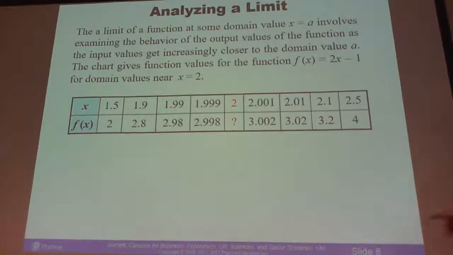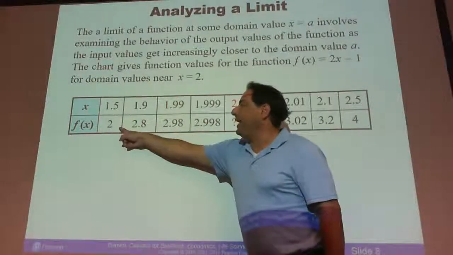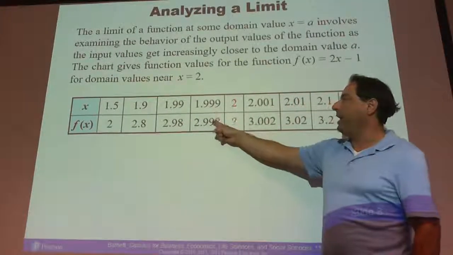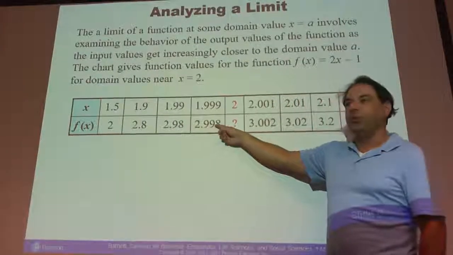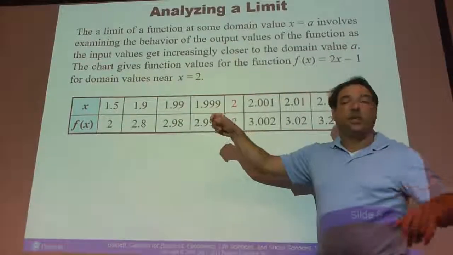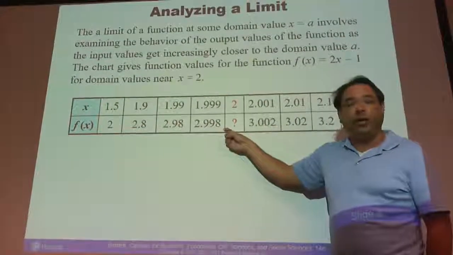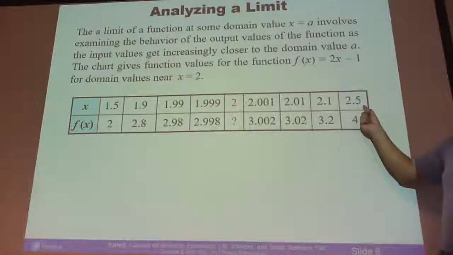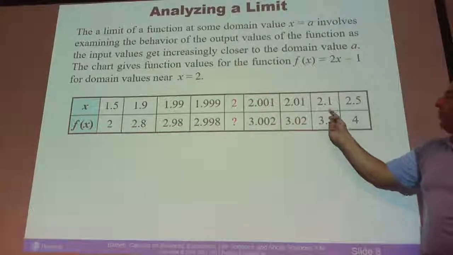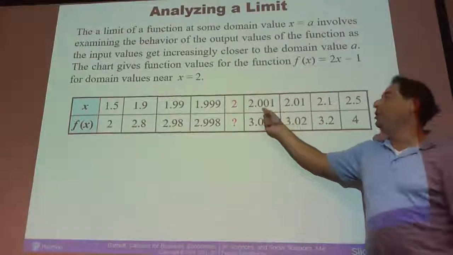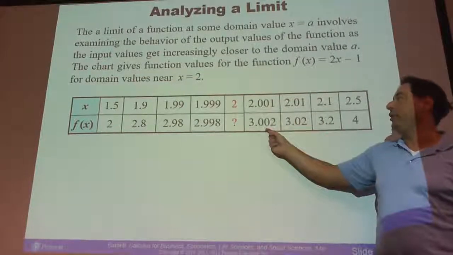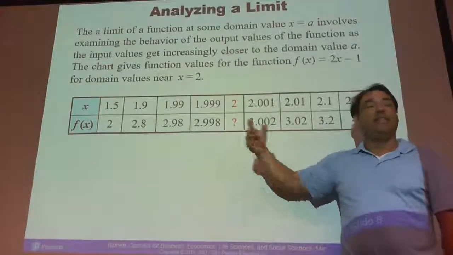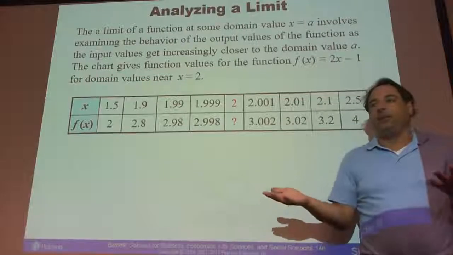So if I go 1.5, I get 2. 1.9, 2.8, 1.99, 2.98. What is it getting closer to? 3. This is how it works. From the left, what number is it getting closer to? 3. If I go from the right, 2.5, 4, 2.1, 3.2, 2.01, 3.02, 2.001, you get 3.002. From the right, what is it approaching? 3. That's a limit. That's the big thing about 2.1.